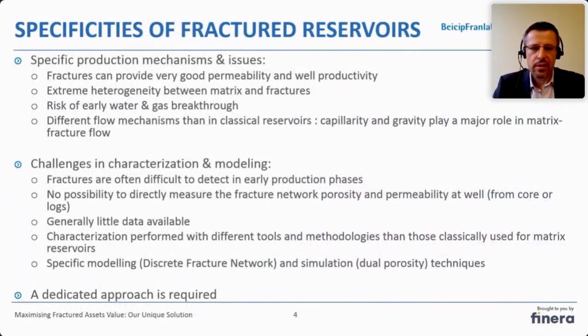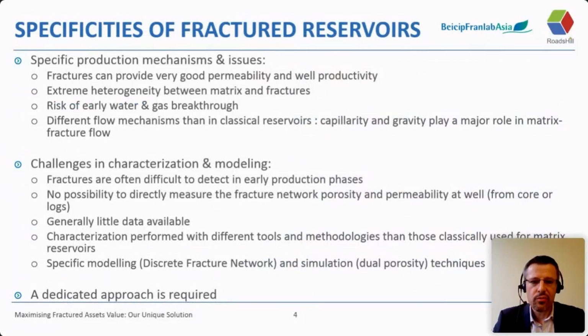So fractured reservoirs are specific in many ways compared with classical matrix reservoirs because they have specific production mechanisms and associated issues. For instance, fractures can provide very good permeability and well productivity, but this could be very local effects with lots of heterogeneity. And that's the second point.